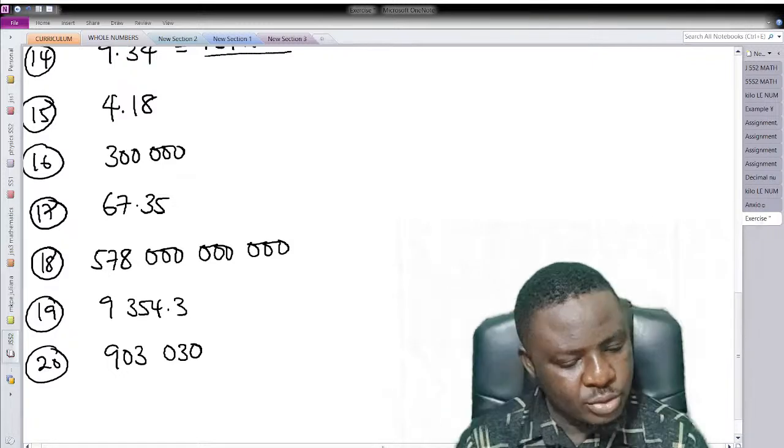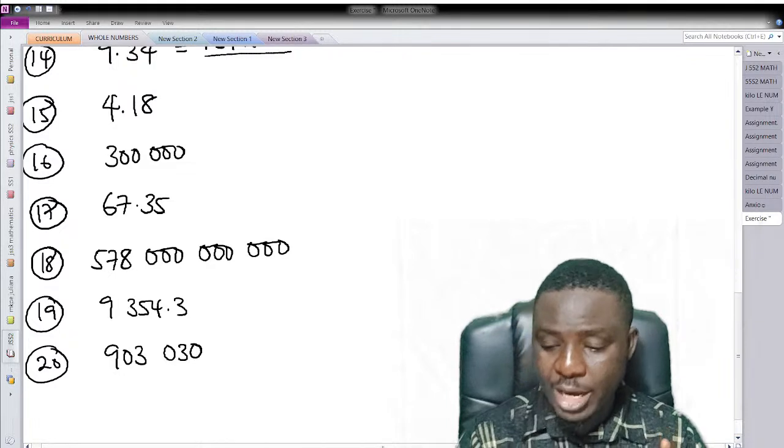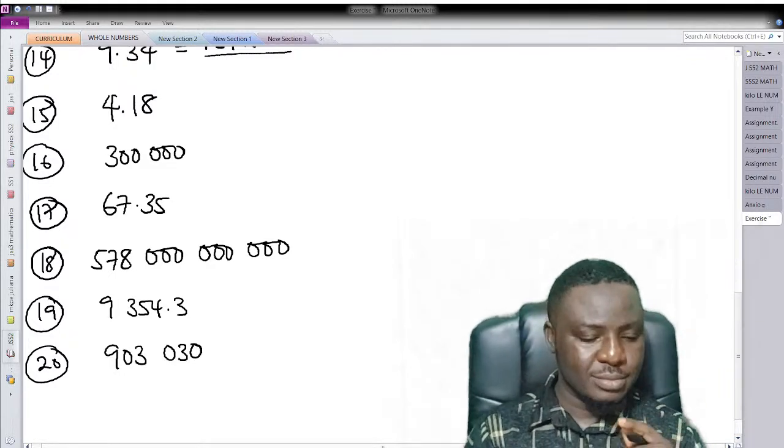0.18 times 10 to power 0. Okay, that's correct. Number 15 is correct.